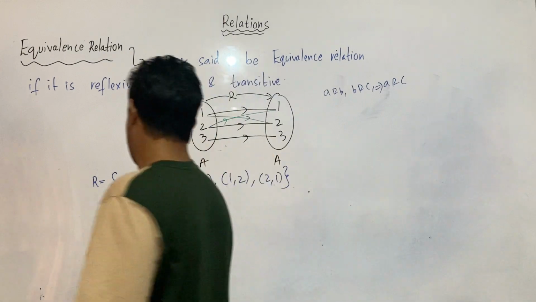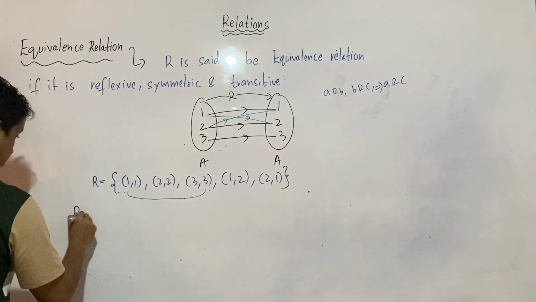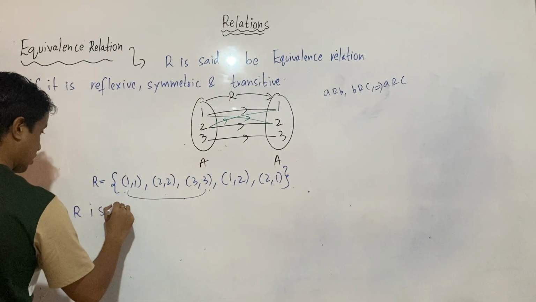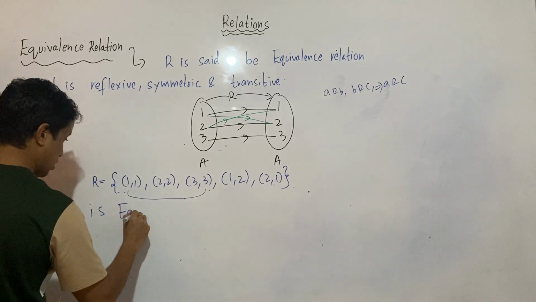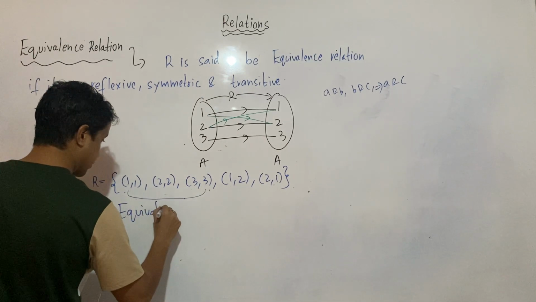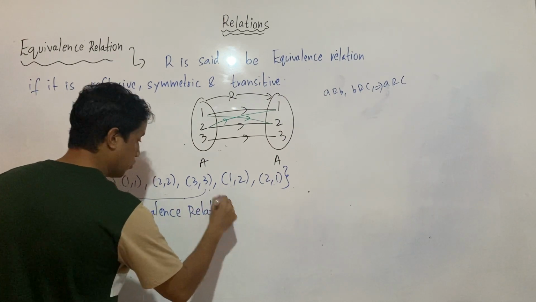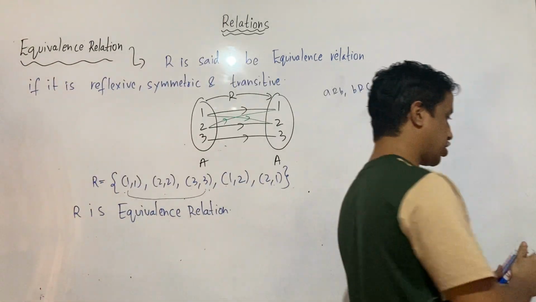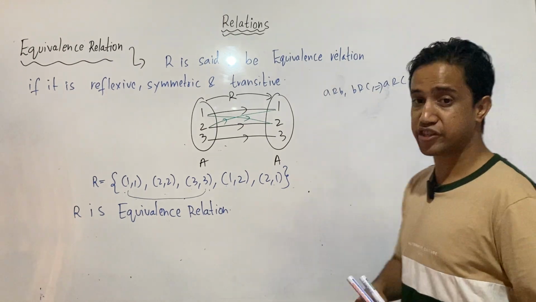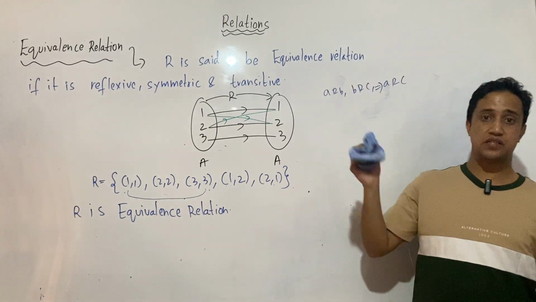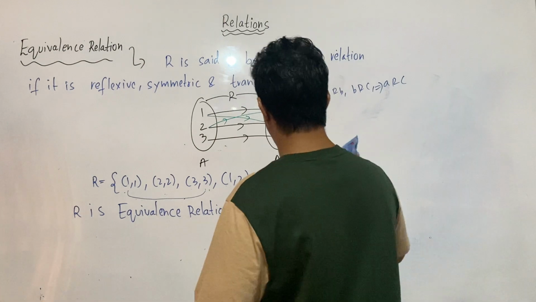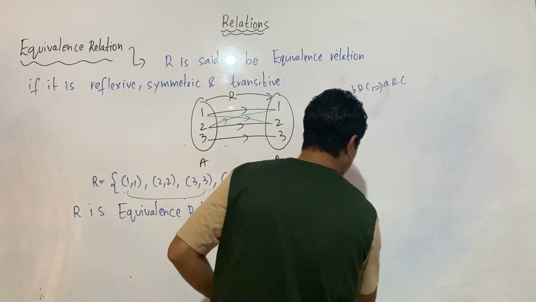So here I would say that R is an equivalence relation. Okay, I hope you understand it. So any relation which is reflexive, symmetric, and transitive is an equivalence relation. Okay, now one more thing here.